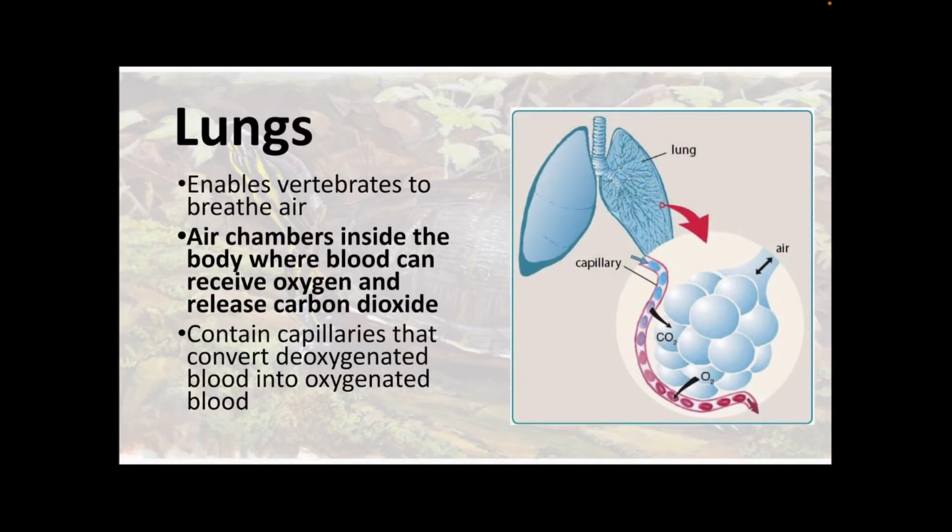Okay, so the lungs are another important structure that you need to breathe. So what's the definition of lungs? They're air chambers inside of an animal's body where blood can get oxygenated and then release the CO2, or carbon dioxide, that it carries. Lungs in animals are going to be different, and they can vary between the vertebrates that we see. Lungs also have capillaries, which are the tiny blood vessels that we talked about, in which the deoxygenated blood becomes oxygenated.